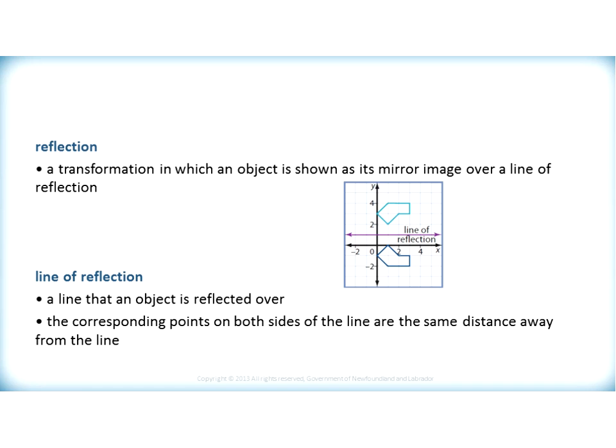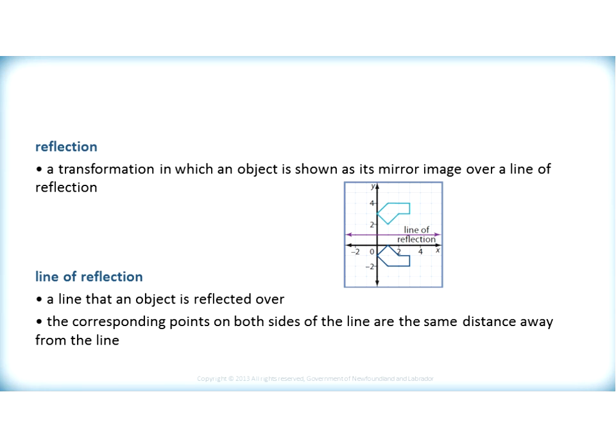So we're going to start off explaining what exactly a reflection is. A reflection is a transformation in which an object is shown as its mirror image over a line of reflection. In the past, you may have used mirrors, those red plastic objects that you place on a line, and when you look through it, you can see what looks like a mirror image in the line. That would be a reflection. Of course, looking in a mirror would be a reflection as well. So a reflection is a mirror image.